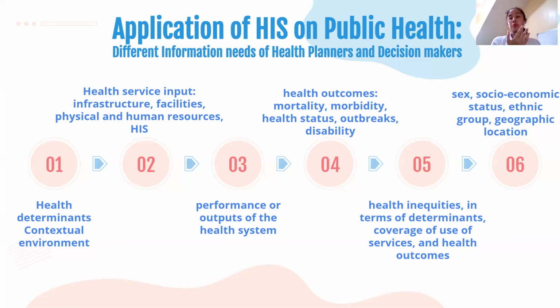Number 5, health inequities in terms of determinants, coverage of use of services, and health outcomes. So to improve health, class, we should analyze the different barriers when it comes to accessibility of health: who are getting sick, do people in this area have access to health facilities, something like that. Next, class, number 6 is the different groups in the society: the different sex of people, socioeconomic status, ethnic group, geographic location. Class, all these factors affect health.